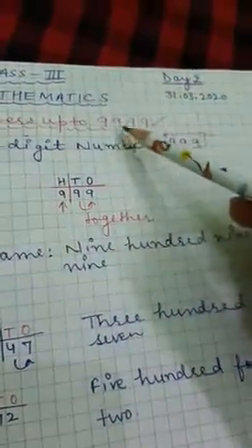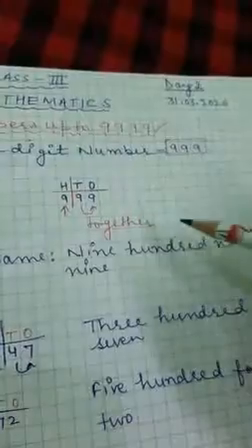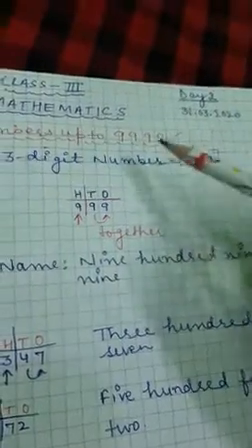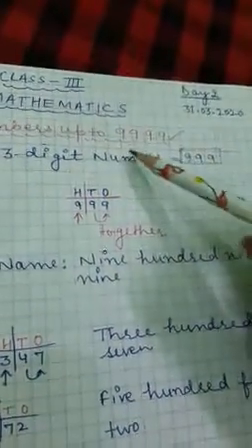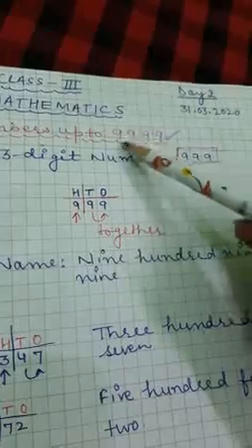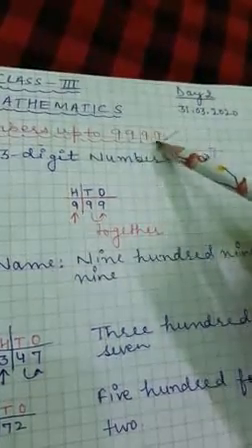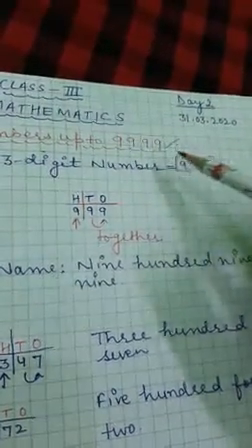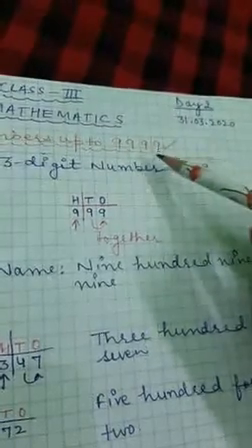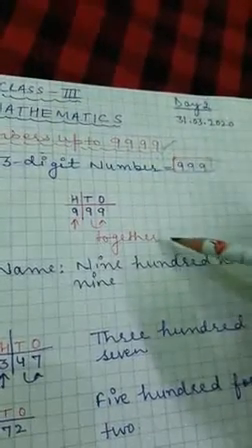So, let us start with our first unit, that is numbers up to 9999. As we can easily see, there are four nines, 1, 2, 3, 4. Four nines over here. That means it is a four-digit number.